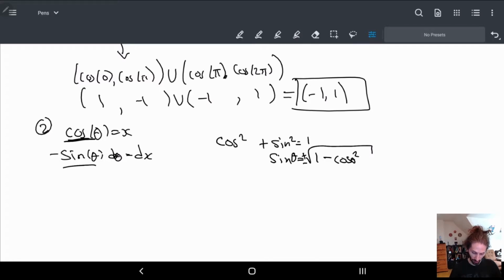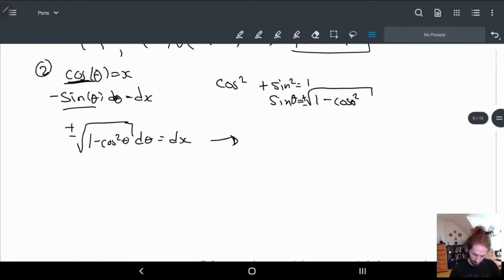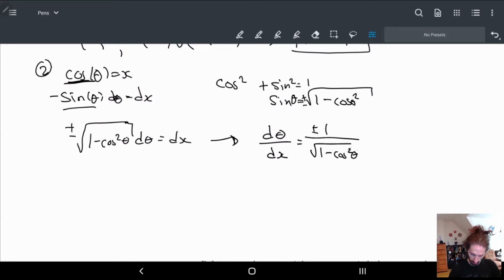So in other words, here what we have is plus or minus sine theta, or I can convert sine theta with this, the square root of 1 minus cosine squared theta, and d theta equals dx. So what this gives me is d theta divided by dx. I'll move the x over, and I'll move the 1 minus over, so I'll do plus or minus up here. 1 minus cosine squared theta, and cosine theta is just x. So this is just 1 over the square root of 1 minus x squared. Done.